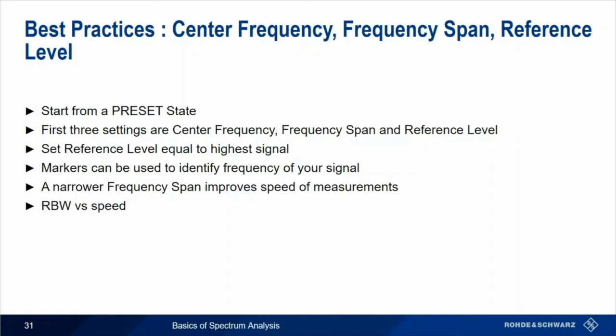And again, a narrower frequency span will improve the speed of measurements. And for RBW, a wider RBW will increase the speed, but keep in mind that you want to have a proper RBW that gives you both the noise floor that you need to resolve the signals that you're looking at, but also the resolution that you need to be able to resolve signals that might be close to each other.